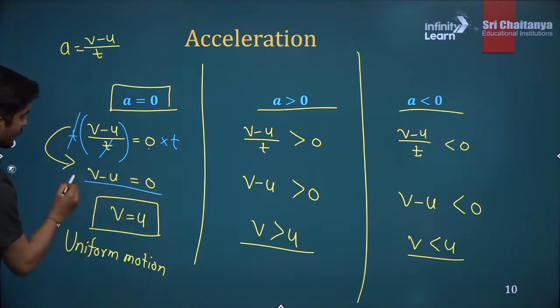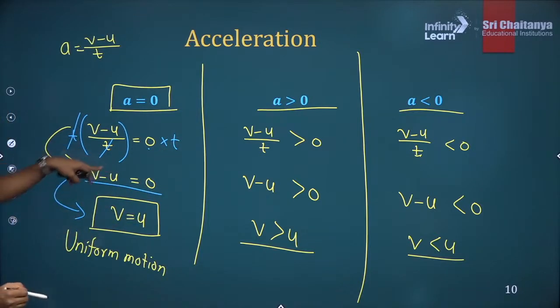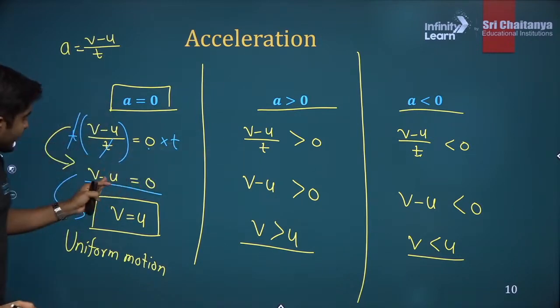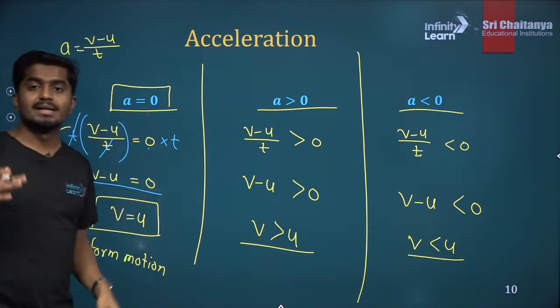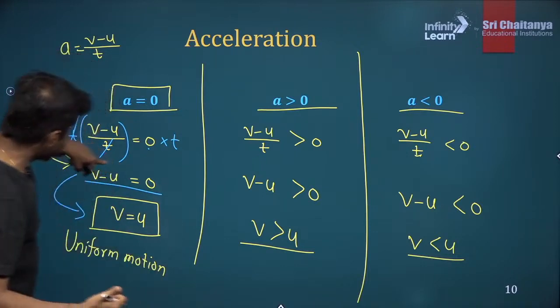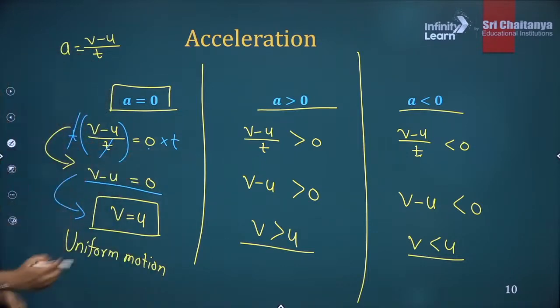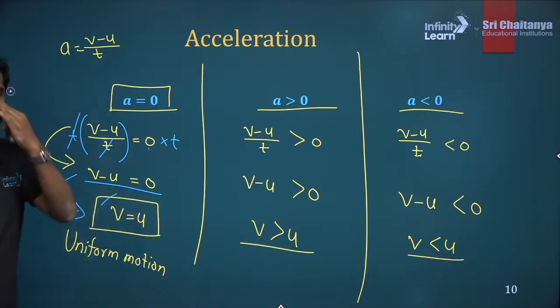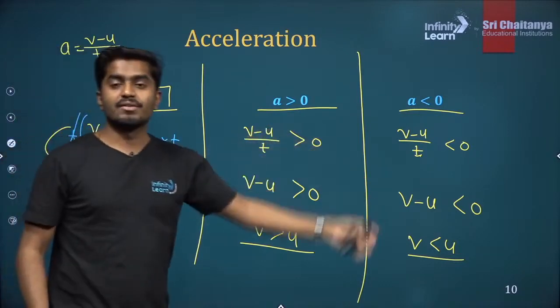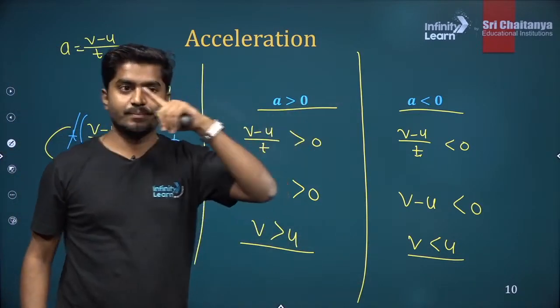So from here, how did you get this step? This minus u, you take it to the other side. When you take the minus u to the other side, what will happen? The sign will change. This minus u became plus u. So that is why v is equal to u. And exactly the same thing I have done in both these cases. Clear?